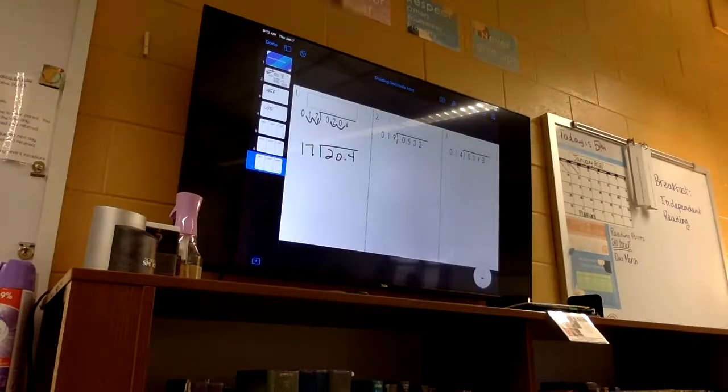All right, so now I divide. Can I divide 2 by 17? Nope. So I need to look at 20. 20 divided by 17 is 1. Minus 17, I would have what left over? 3. Bring down my 4. 34 divided by 17 is 2. So minus 34, 0. Do you have to do that last part? Minus 34? Yeah. Will you count it off if we don't do it? Yeah. So 1.2, 1 and 2/10.